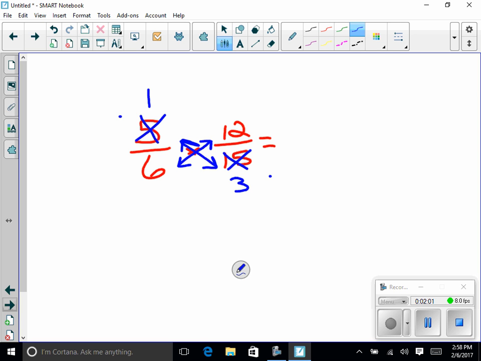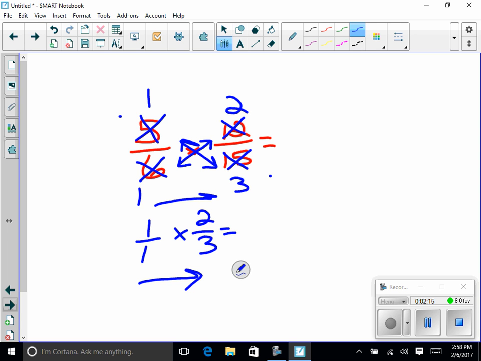Next, 6 and 12. I know that 6 goes into 12 2 times, and I know 6 goes into 6 1 time. So now we have a new problem: 1 over 1 times 2 over 3, and you multiply straight across, and you get 2/3 as your answer.